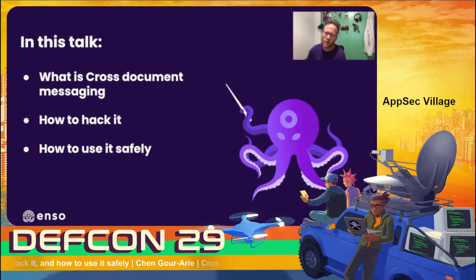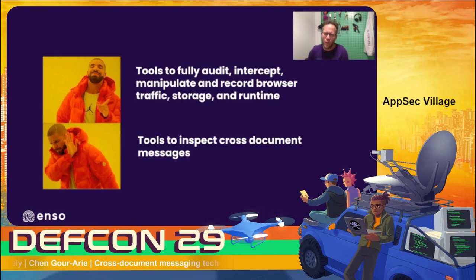In this talk, I'm going to talk about what cross-document messaging is, how to hack it, and how to use it safely. But when we looked into this subject, and tried to map what the risks in it are and how to handle it from an application security perspective, we found that we are used to having very good tools for introspecting web traffic, for looking at the browser generally and understanding what's going on inside it, especially in places where our application interfaces with other applications. From the perspective of a pen tester, this is a really interesting place.